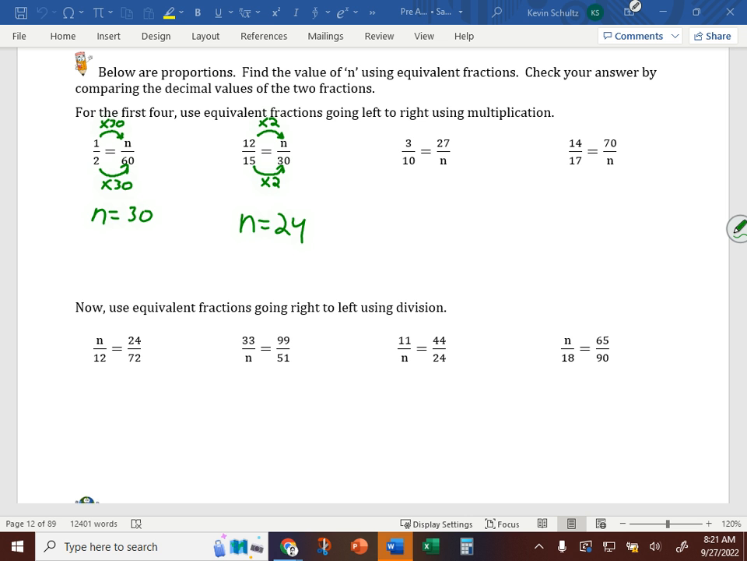See if you can solve for n on the next two there. I'll get you started. How do we get from 3 to 27? How do we get from 14 to 70? That's what you're kind of looking for there. What's that scale factor to get from one to the other? Good. If you're done, move on to the next four, where we can use division also to help us, or more multiplication.